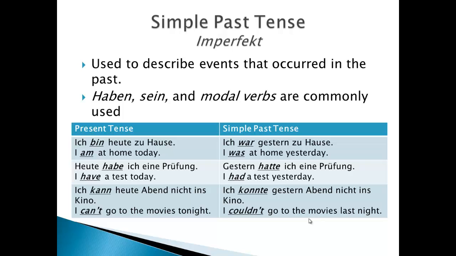Zum Beispiel, ich bin heute zu Hause would be present tense. The past tense would be ich war gestern zu Hause. Or heute habe ich eine Prüfung. Gestern hatte ich eine Prüfung. And then an example of the modal verb können: ich kann heute Abend nicht ins Kino, versus ich konnte gestern Abend nicht ins Kino.